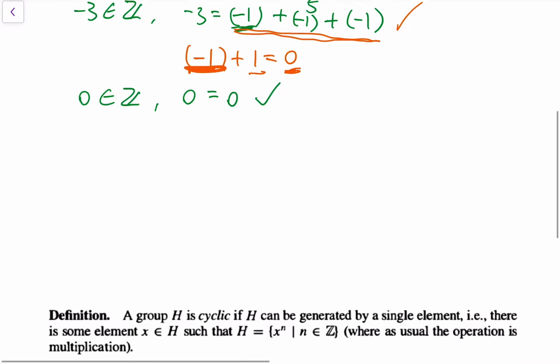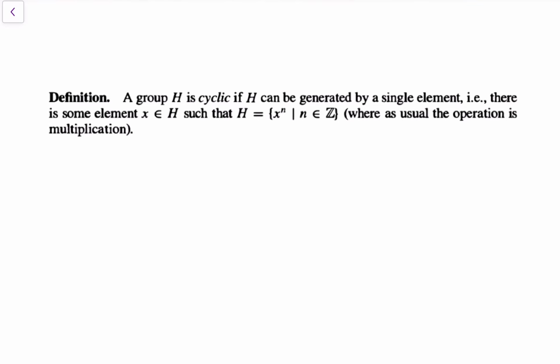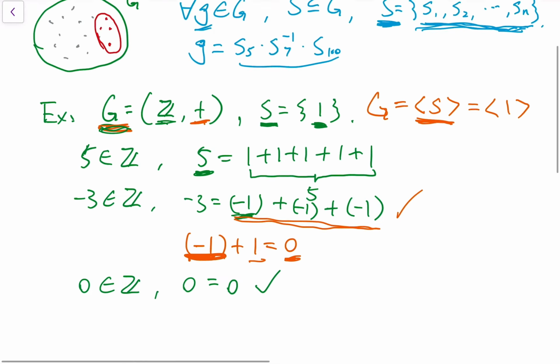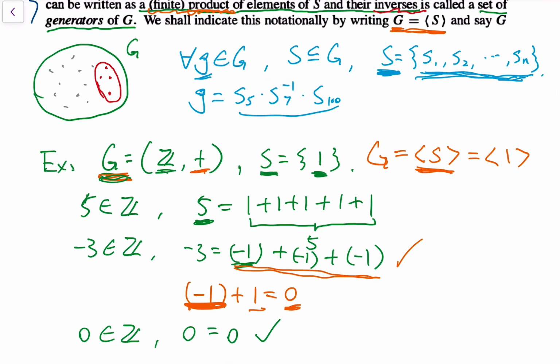Then we can look at the idea of cyclic groups, because the idea of cyclic groups is based on the generators. And here we can see the definition of a cyclic group. It says that a group H is cyclic if H can be generated by a single element, which is exactly like what we see in this example. We only have one generator, which is 1 for this group G. Then this group G is a cyclic group.